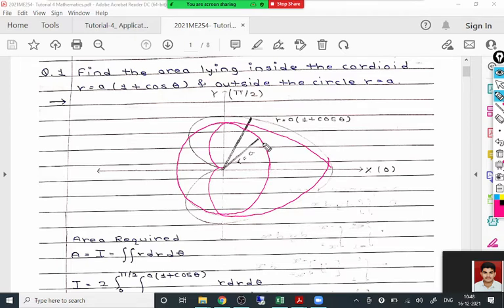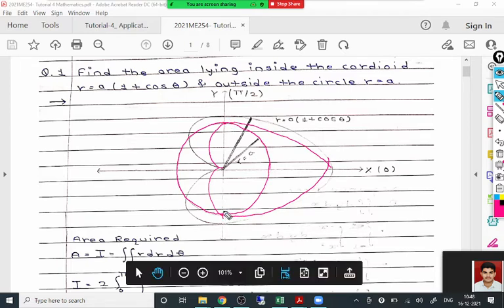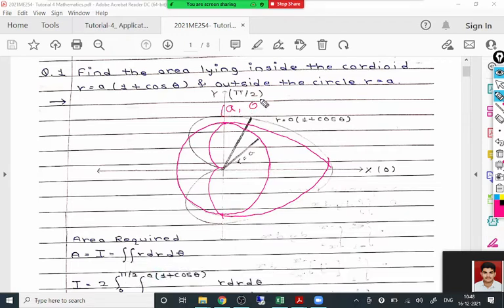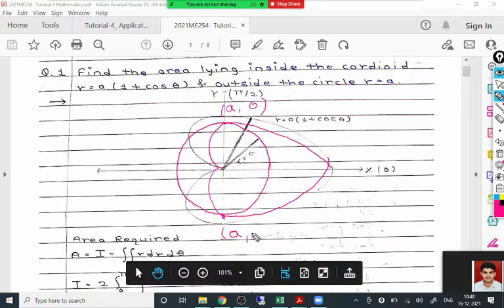Okay, so this point of intersection on the y-axis should be there. So they are intersecting at the points, say this is (a, 0), this is (minus a, 0) in Cartesian actually, but in polar this is again a. This is (a, pi by 2), I will say, and this is (a, 3 pi by 2), because these are in polar.